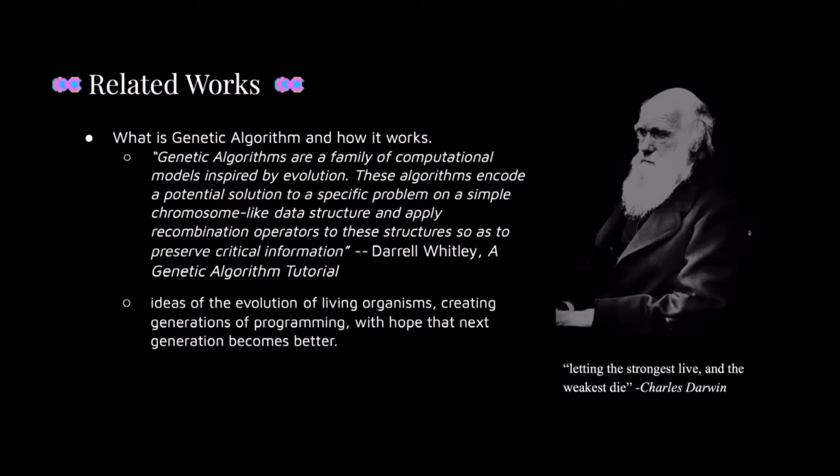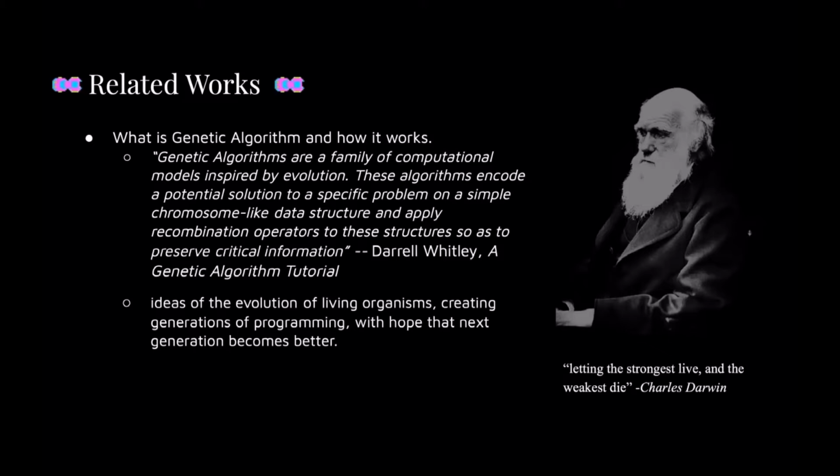Regarding the related works, before we come into our own method, in order to best define the problem of genetic algorithm creations and how to utilize it in games, we first need to define what the genetic algorithms are and how they are utilized in other literatures. According to one paper we found, A Genetic Algorithm Tutorial by Darrell Whitley, genetic algorithms are a family of computational models inspired by evolution. This algorithm encodes the potential solution to the specific problem on a simple chromosome-like data structure, and applies recombination operators to these structures so as to preserve critical information.